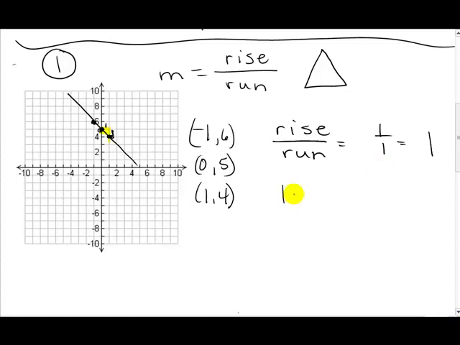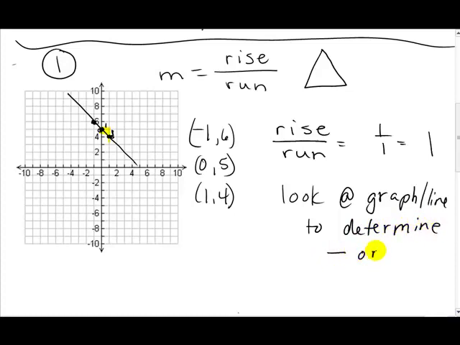We just look at the graph or the line to determine if it is negative or positive. And so remember, when we look from the left side, if it's going down, then this graph is going to be negative. This is one thing that you're going to have to remember for this type of slope. When it's a visual graph that we're finding the slope of, we have to decide, is it negative or positive, and then use the triangle.